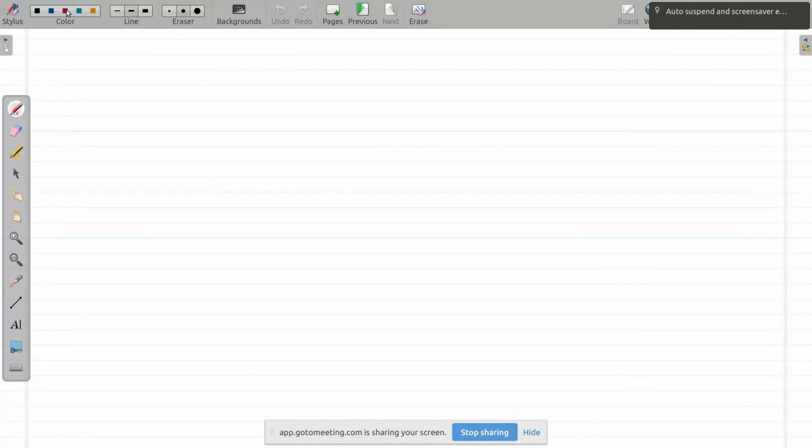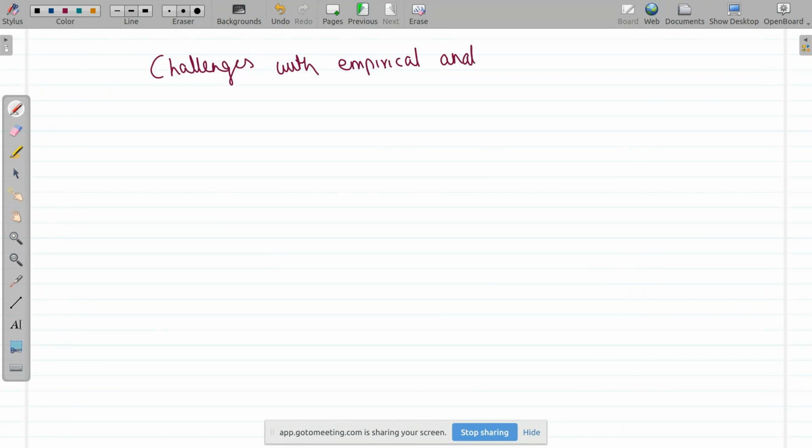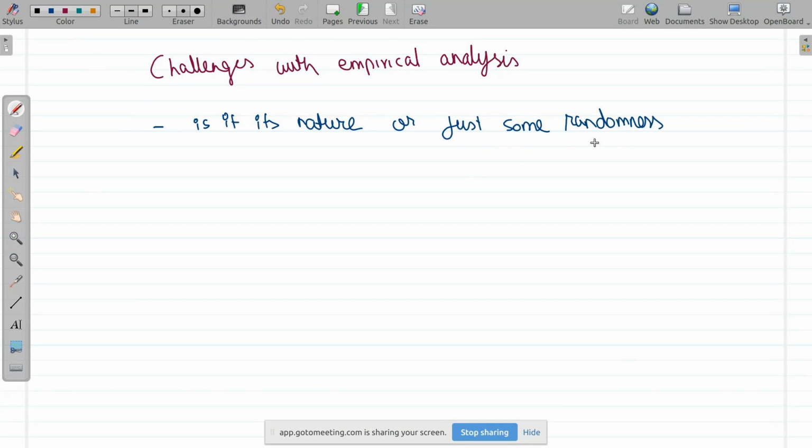Okay, then that brings us to the last topic of the day: challenges with empirical analysis. As I said in the earlier slide, is the behavior that you're observing its nature, or just some randomness? Figuring that out is very tricky. You have to figure out if something is real information or if it just happened because of some chance.